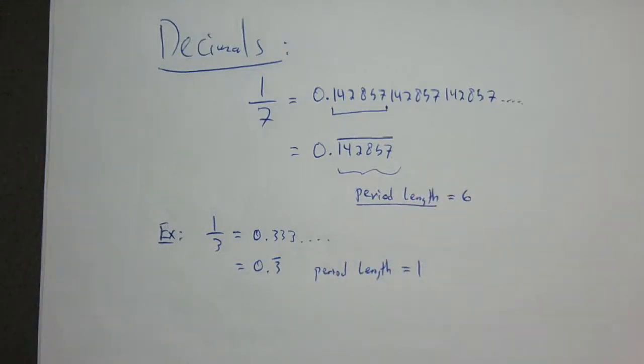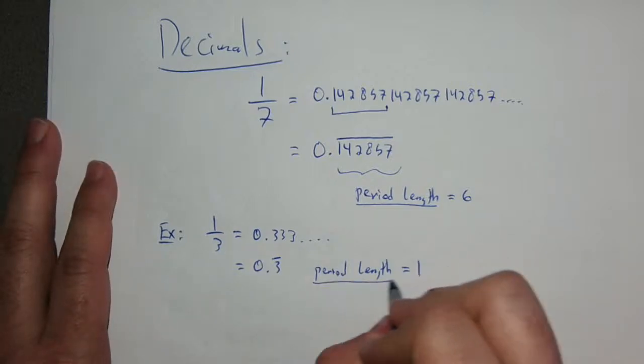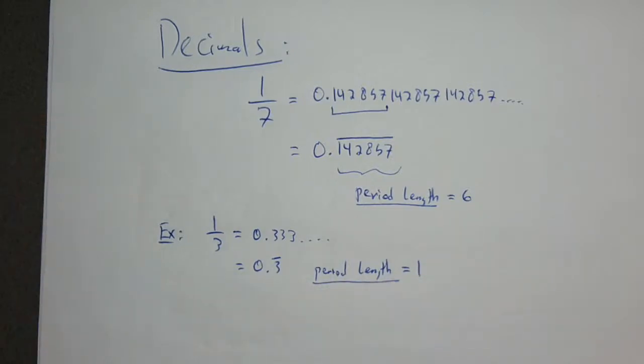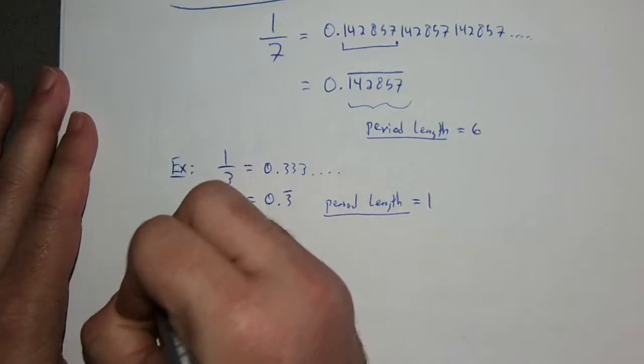Okay. So the block of digits that repeats after some point is length 1. It's just a single digit that repeats over and over again. Okay. So, definition.